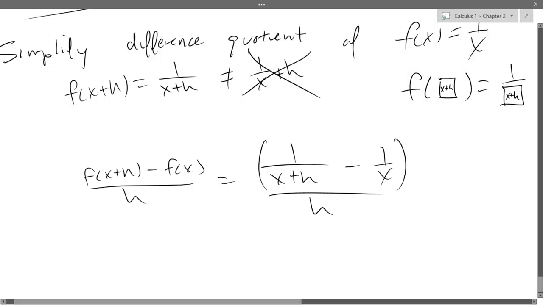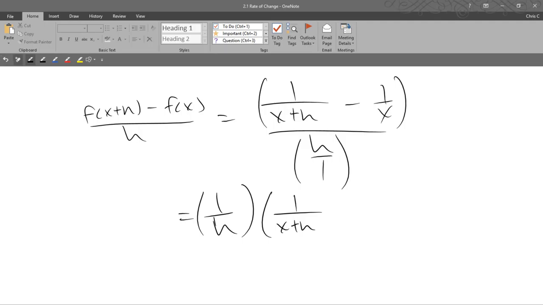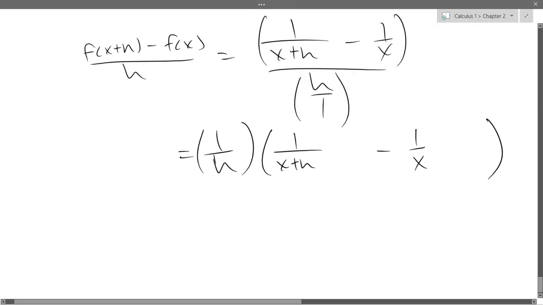So I'm going to put some extra parentheses. You can even write h over 1, because that's what we're about to reciprocate. So you've got 1 over h times 1 over x plus h minus 1 over x, and I'm going to space this out a little bit extra. You will see why very soon. So our h is still bad. It changed forms a little bit, but didn't really change that much.